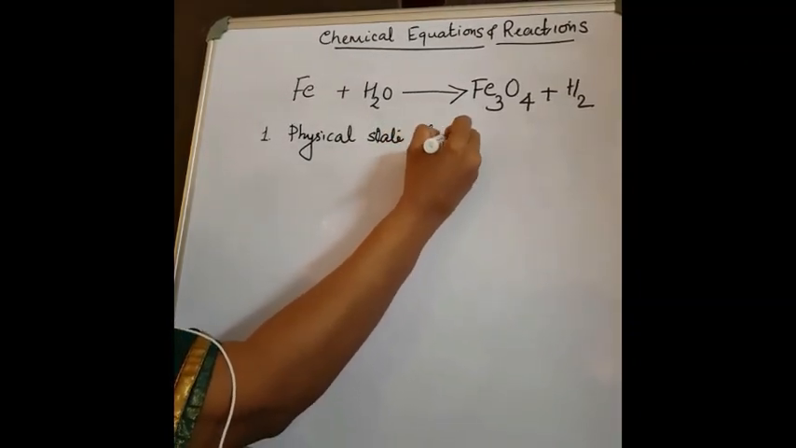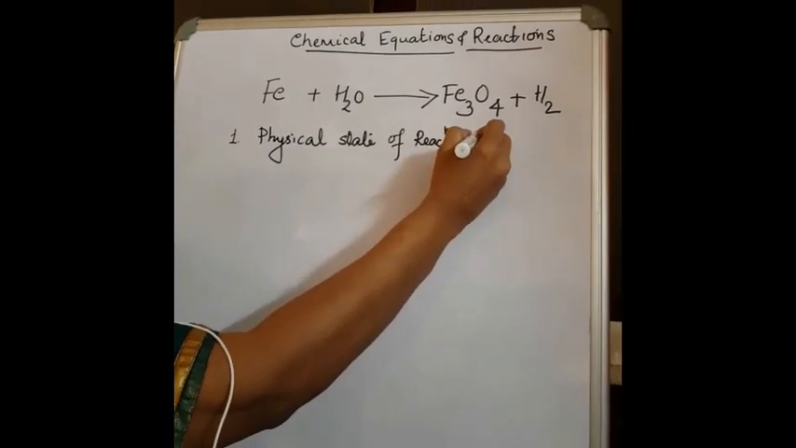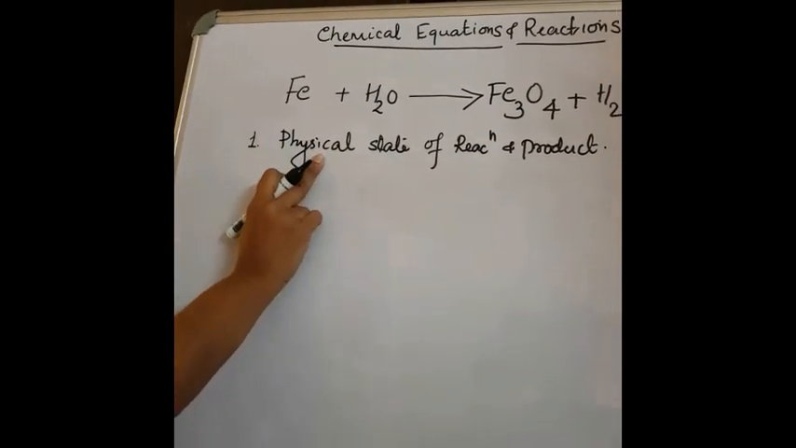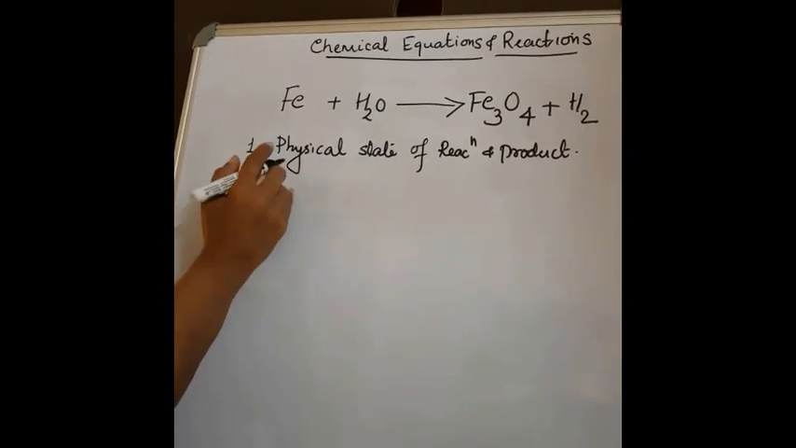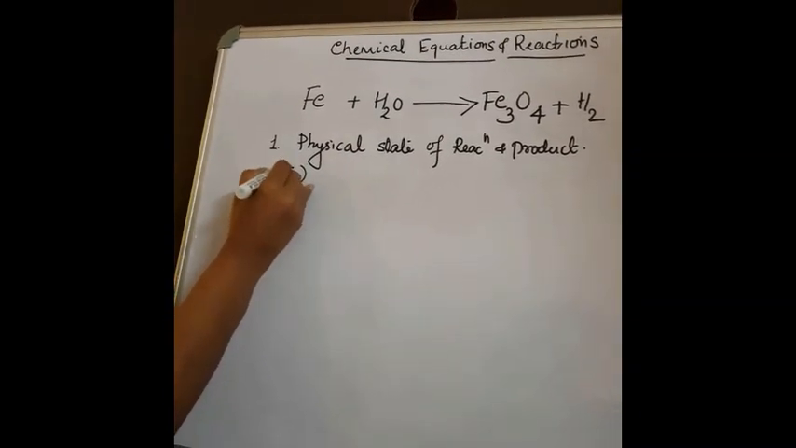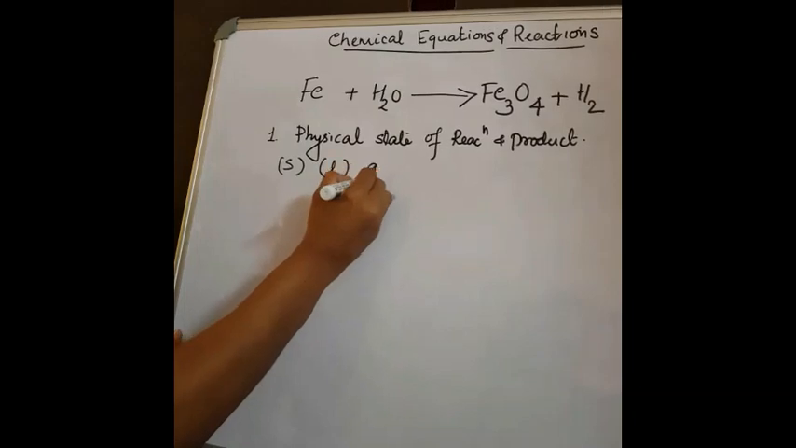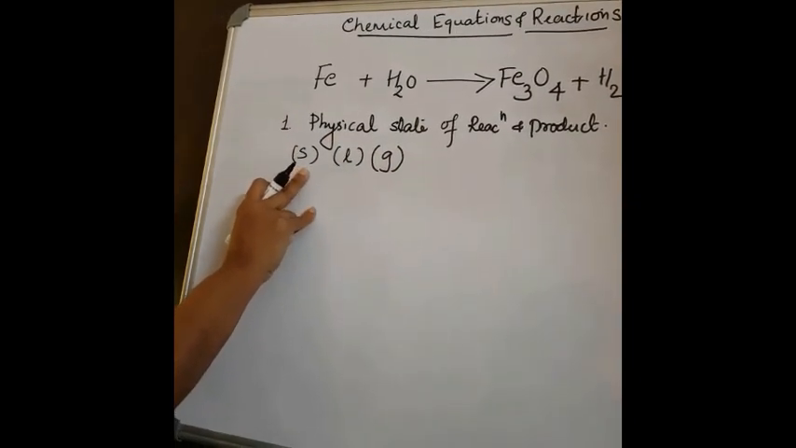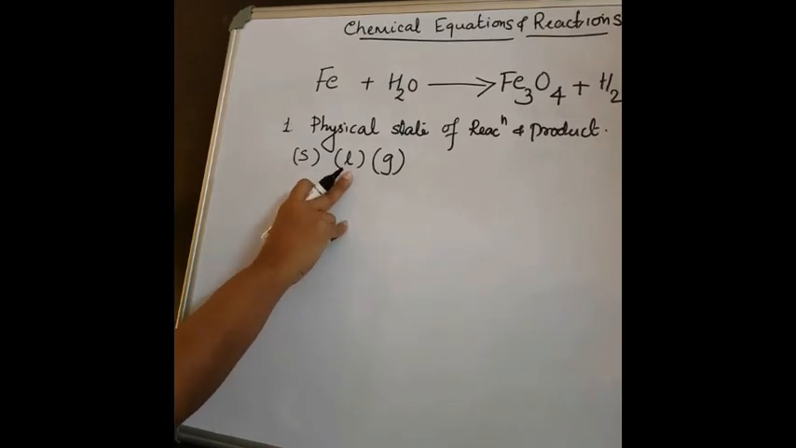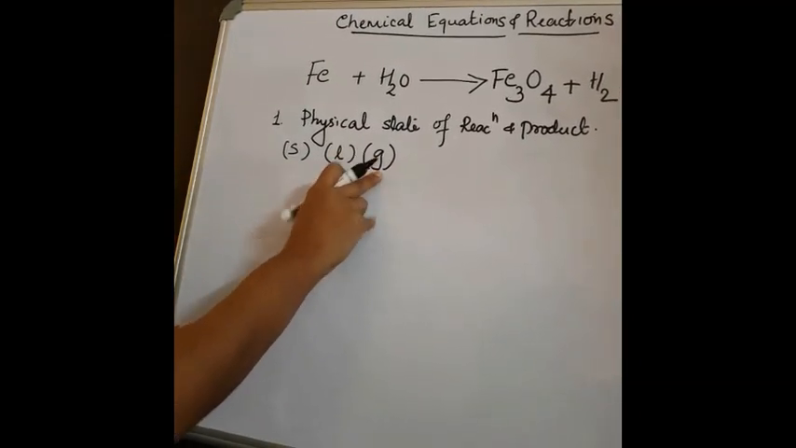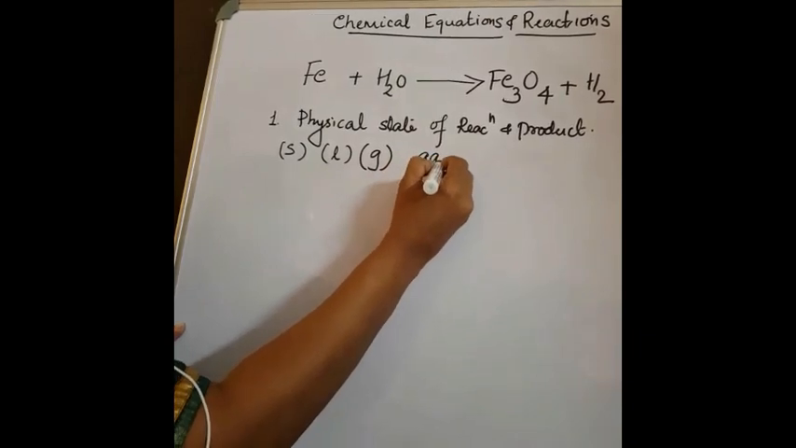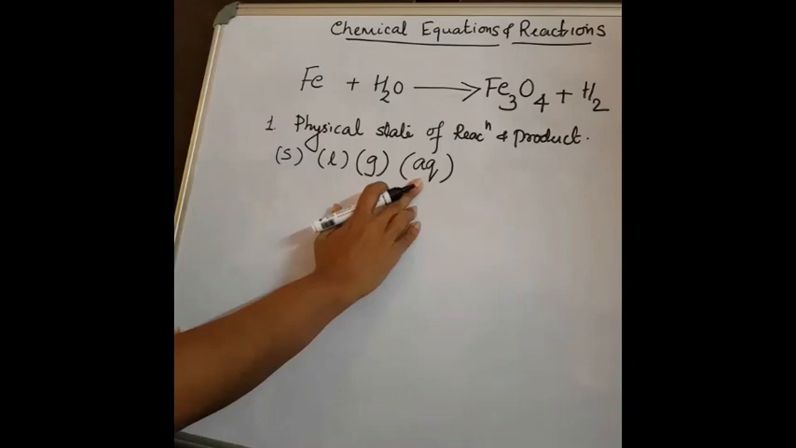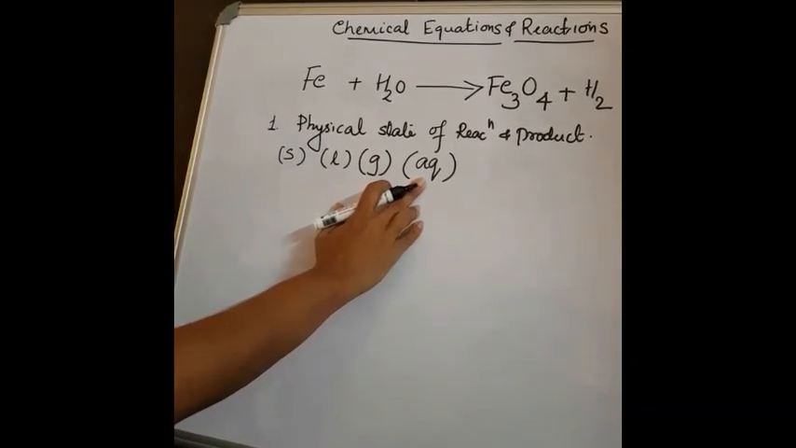So physical states of reactants and products. Now what do you mean by physical state? Physical state means, as you know, water has got three physical states or states of matter, that is solid, liquid and gas. So you can denote this physical state by symbols like S for solid, L for liquid, G for gas and also one more thing, AQ for aqueous. You know what is aqueous? Aqueous means a solution in water.